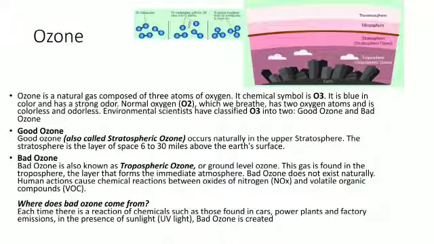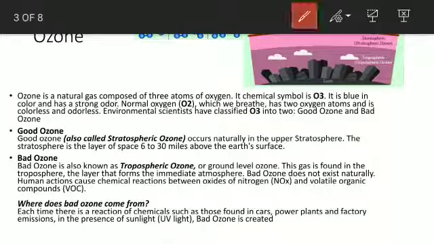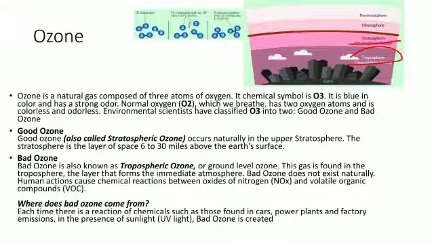Now, depending upon the ozone function, it has been divided into partitions. Ozone has been divided based on the function into two: good ozone as well as bad ozone. Where is it present? Near the stratosphere as well as the troposphere. You can see the picture over here: troposphere, stratosphere, and there you can see the things.